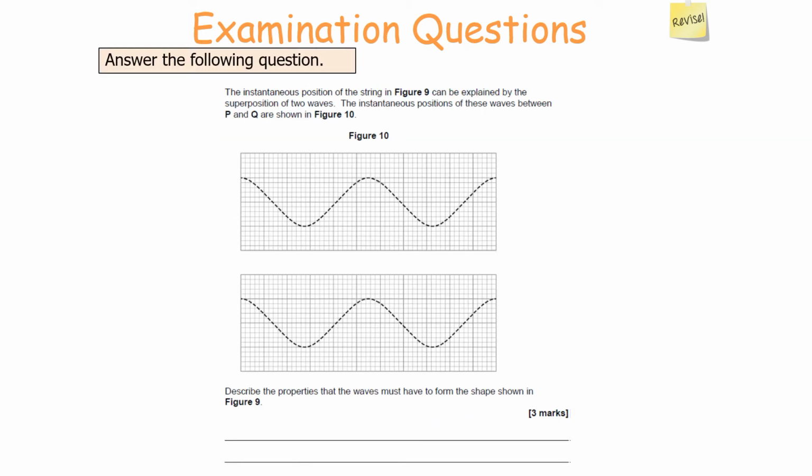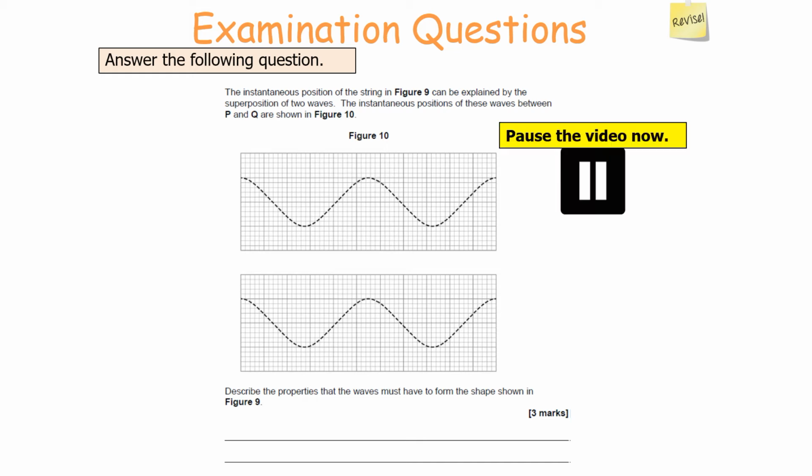The instantaneous position of the string in figure 9 can be explained by the superposition of two waves. The instantaneous position of these waves between P and Q is shown in figure 10. Describe the properties that the waves must have to form the shape shown in figure 9. Pause the video now, then unpause when you want to go through your answer.